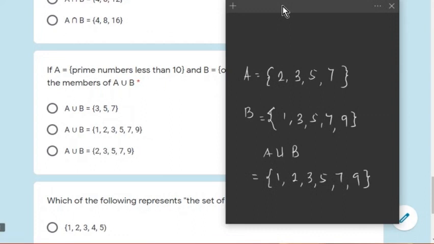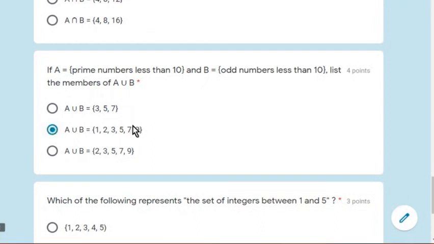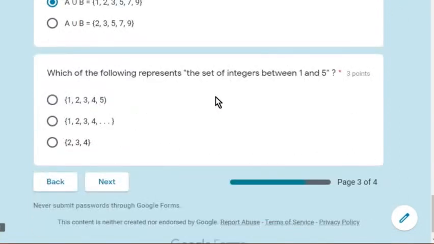So that is the correct answer. So the second choice will be the correct answer. Which of the following represents the set of integers between 1 and 5? Between 1 and 5 means we don't want the numbers 1 and 5, only the whole numbers between them. So the correct answer will be 2, 3, 4.